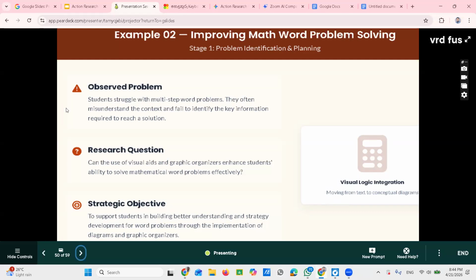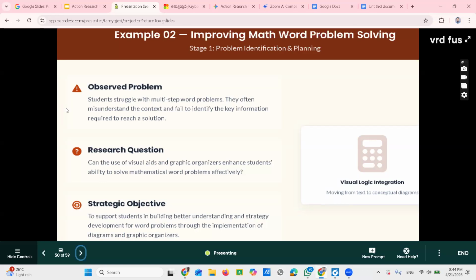From this observed problem, you want to convert it into a research question. Then look at the research question and try to understand whether it is the best one or not. Can the use of visual aids and graphic organizers enhance students' ability to solve mathematical word problems effectively?